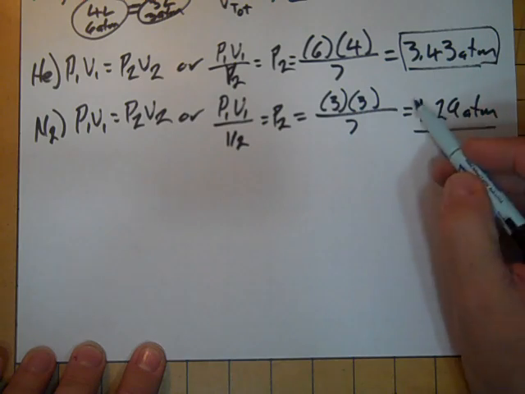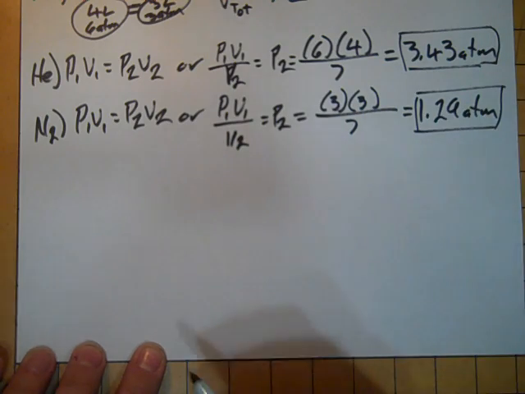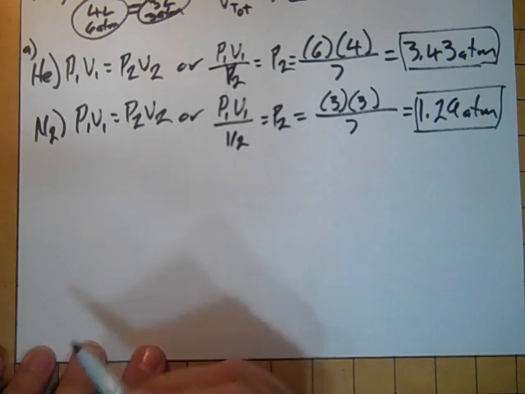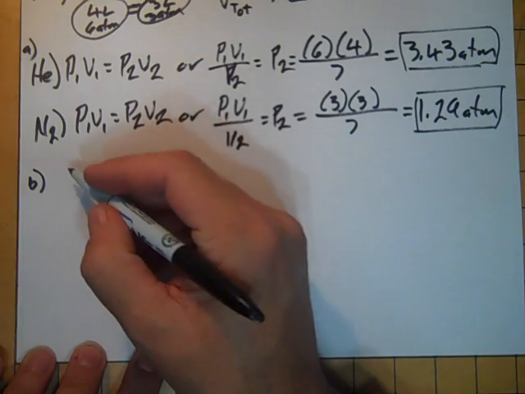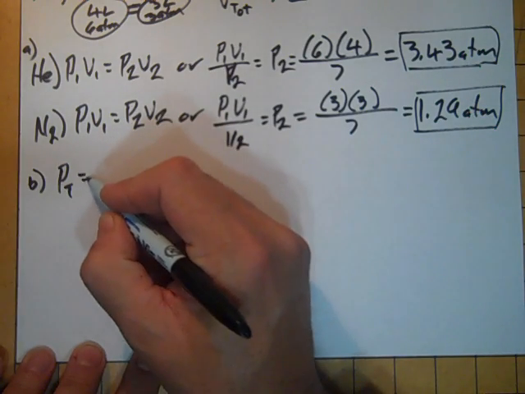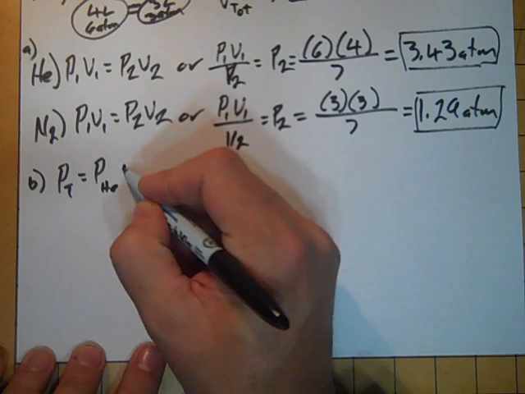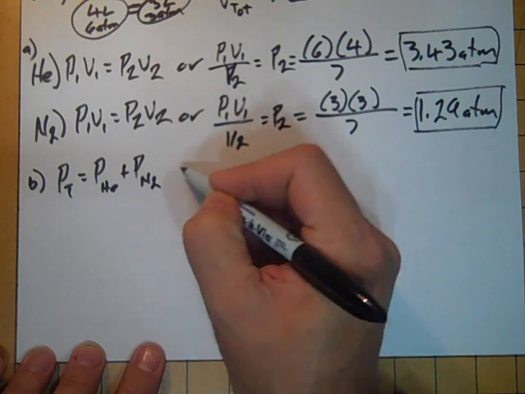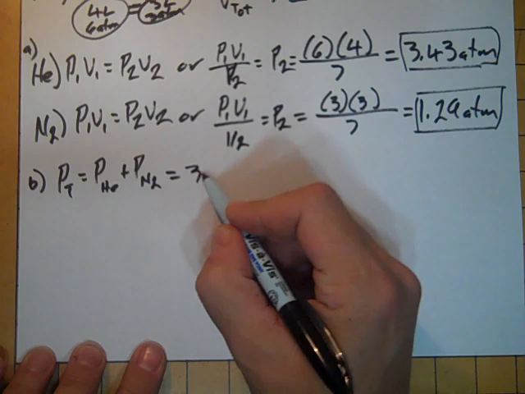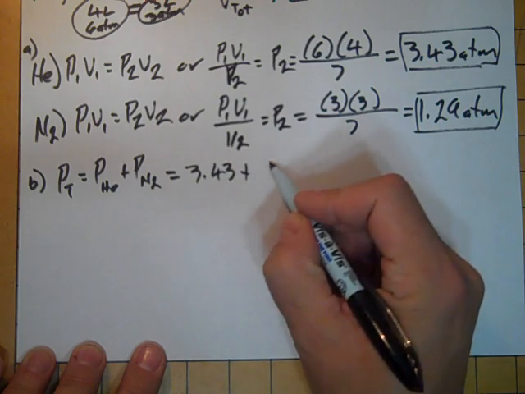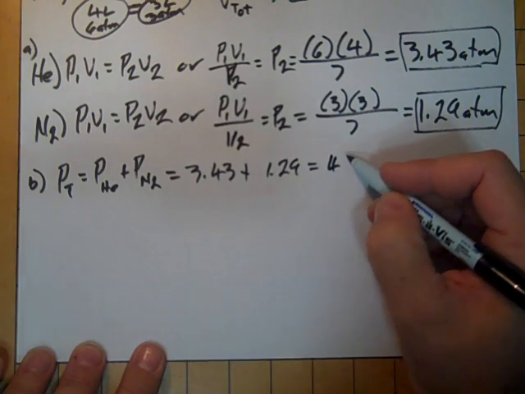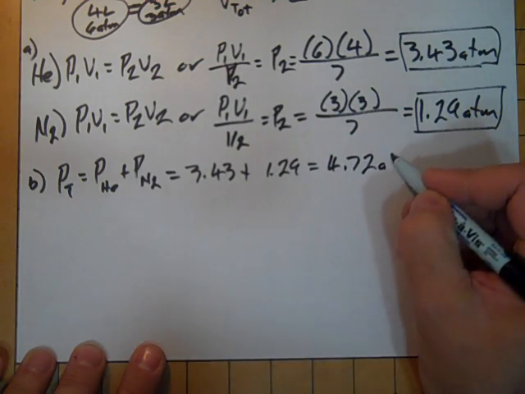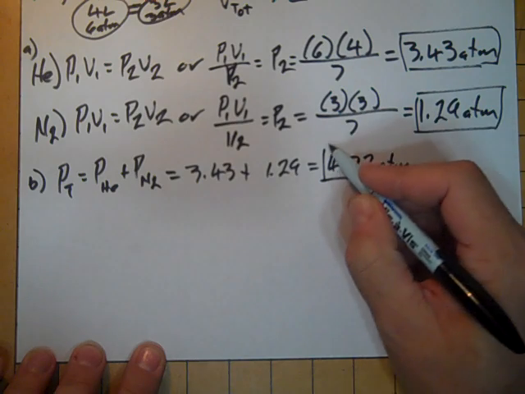What's the partial pressures of each gas? Put a little A up there now. Part B says, also please tell me what's the total pressure. Well, that's easy because P total equals pressure of the helium plus the pressure of the nitrogen, which equals 3.43 plus 1.29, which equals 4.72 atmospheres. That's the total pressure.